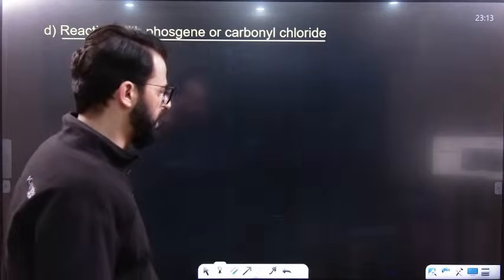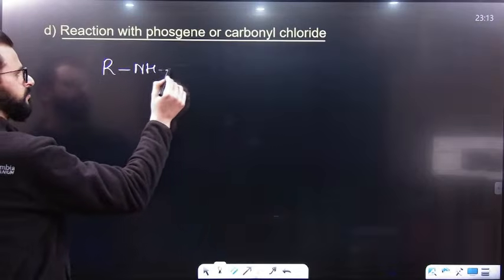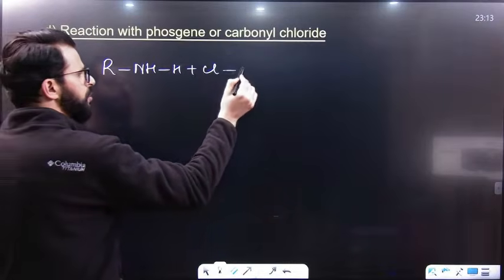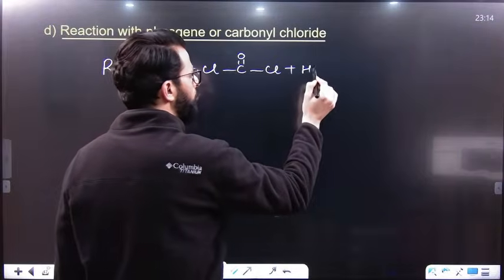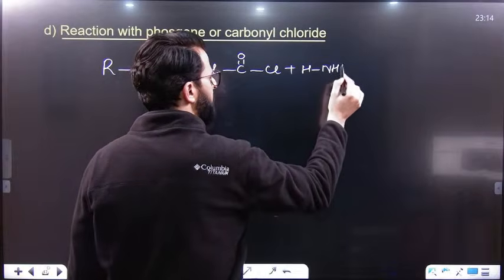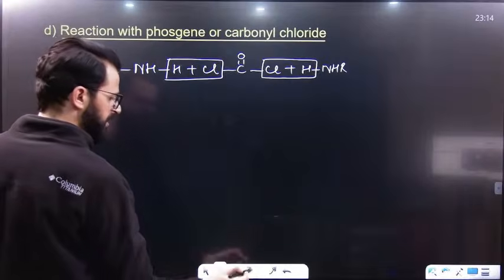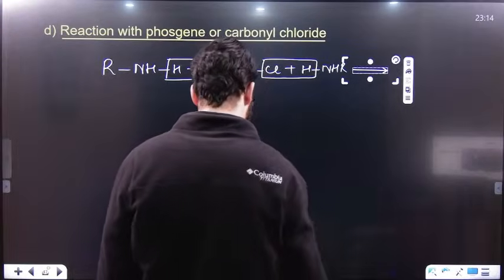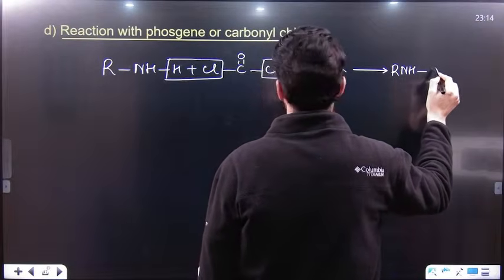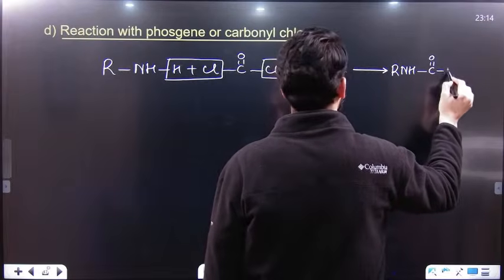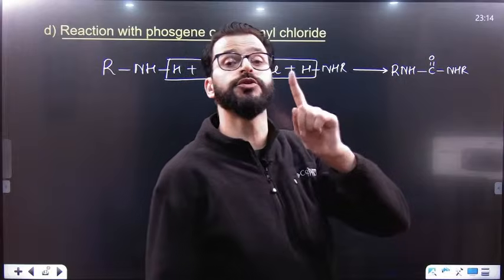COCl2 means carbonyl chloride. If you have a primary amine like this, it reacts with phosgene, COCl2. What you have to do is simple. You need 2 moles of this primary amine. Remove this H and Cl, remove this H and Cl. That means you will simply get the formation of this one, RNH, single bond, C double bond O, then single bond NHR. Remember, if this is NH2CONH2, that is known as urea.